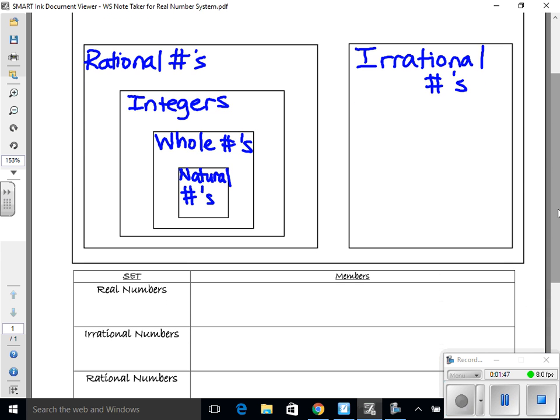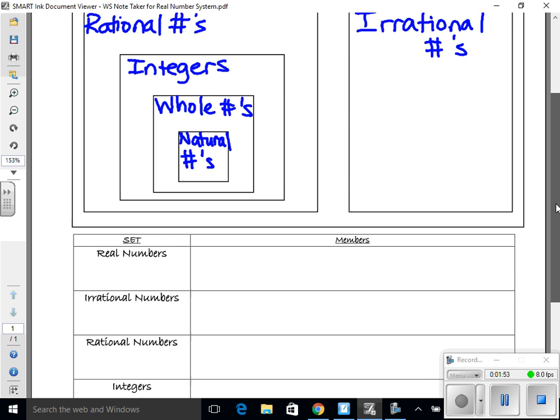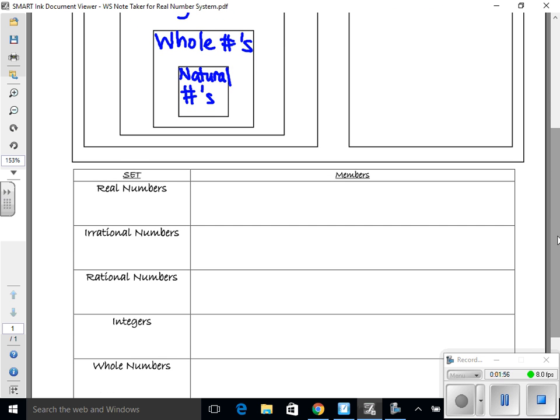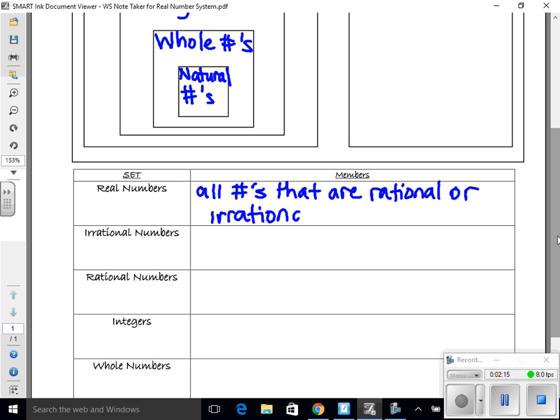Now, the next thing that we're going to do is actually define these words, because knowing where to place a number is all based on definition. Once you know the definition, you can correctly place it, and it usually works in your favor. So the term real numbers is just like I had mentioned before. It is all numbers that are rational or irrational. So every number you know of is real right now.